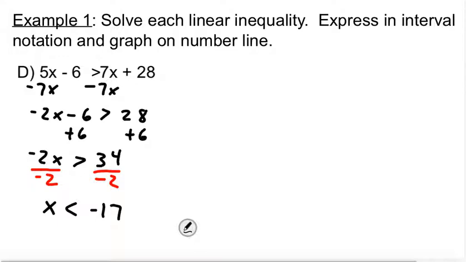So now let's go ahead and graph the solution out on a number line. So it's less than, it's not equal to it. So what kind of dot goes there at negative 17? All right, an open dot. And then which way do we shade it, to the left or to the right? Because it's less than, we are going to shade it to the left.